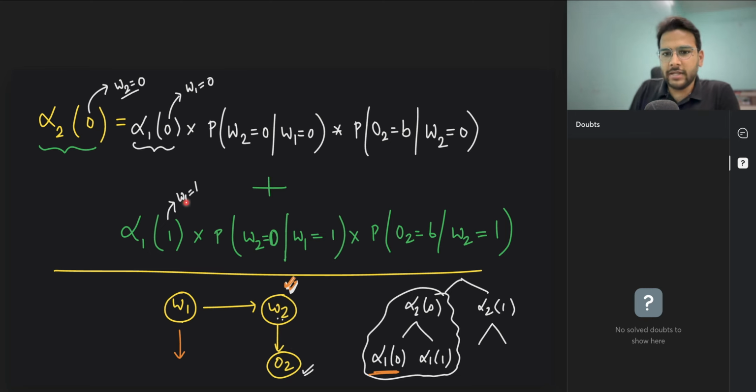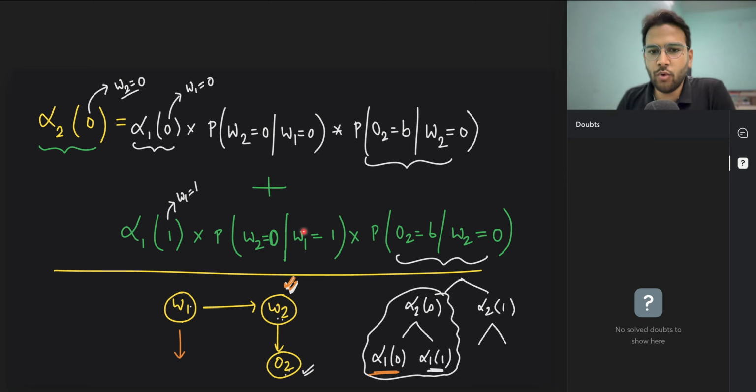Plus alpha 1 of 1. Now alpha 1 of 1, the same thing. The formula is exactly the same, just the values are different now. So alpha 1 of 1 into probability of W2 given W1. W2 is 0, W1 is 1, because alpha 1 is 1, right? Now multiply probability of O2 given W2. What you have done here, the same thing you are doing here, just the value of W2. Now you are considering 1, because this is what? Okay, sorry, this is also 0, right? Yeah, this is also 0. Just a minute, because W2 is equal to 0, right? Yeah.